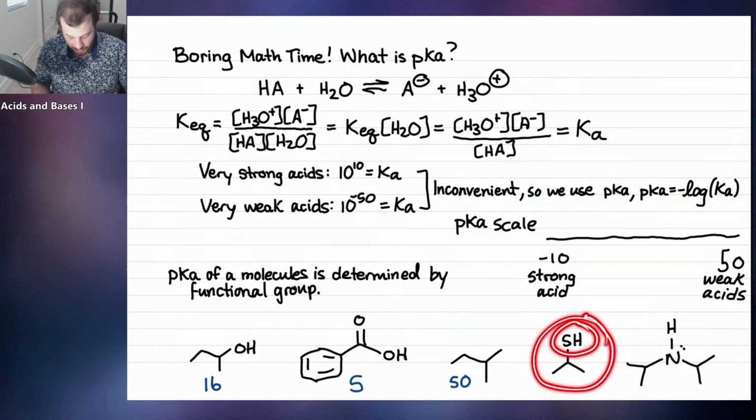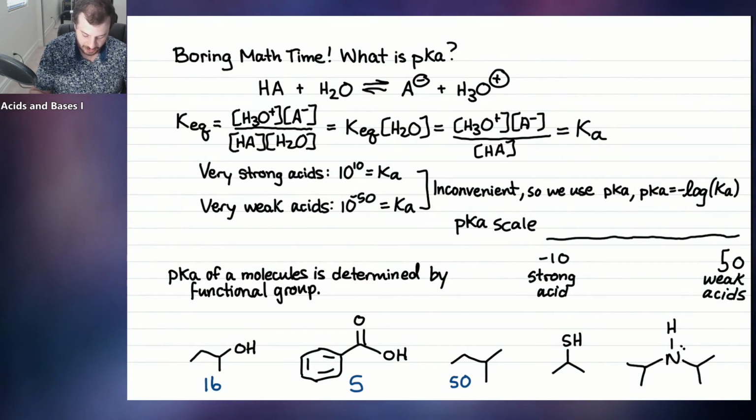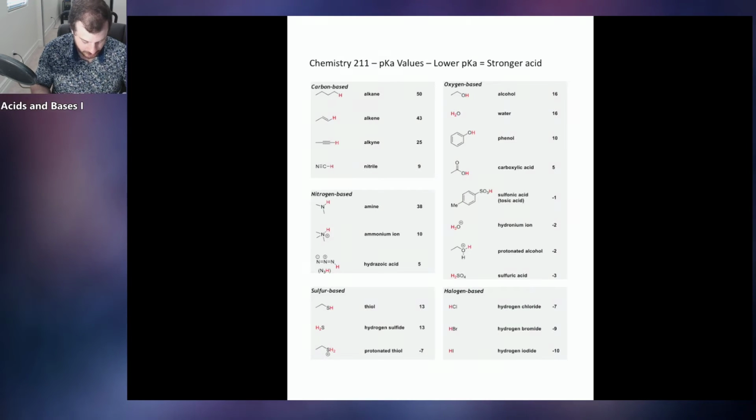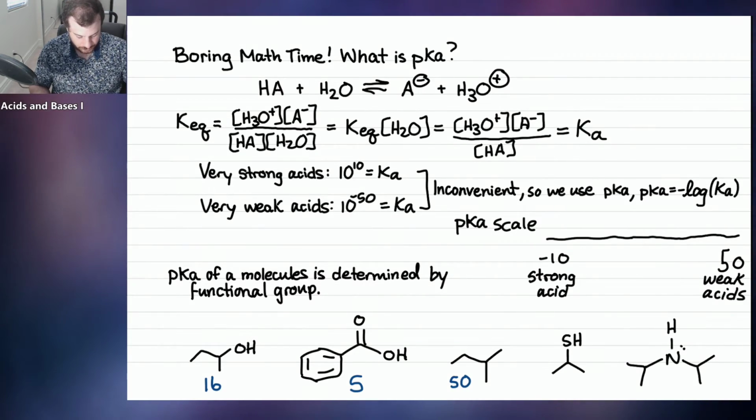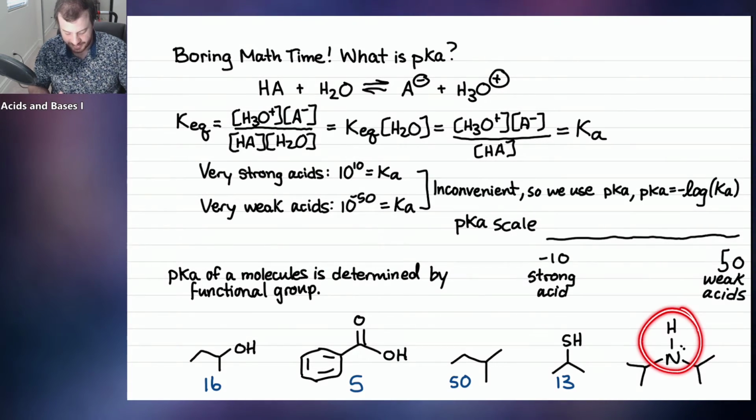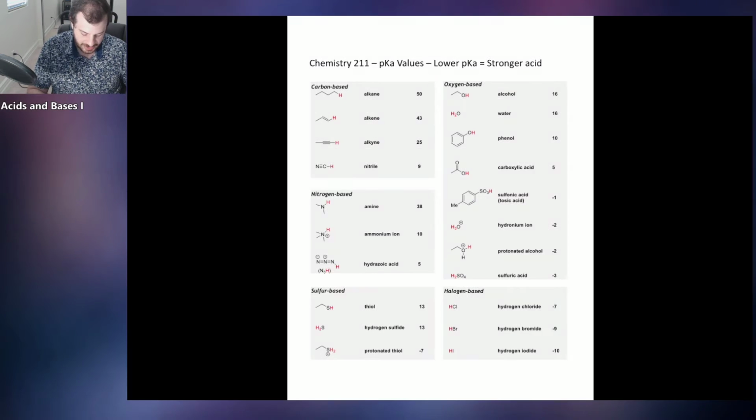All right, what functional group do we have here? Do you remember what this is called, the SH group? It's the thiol. We look at our pKa table. I'll look under sulfur base. Notice that I organized it by atom. And there's thiol with pKa of 13. And what functional group is this? This is the amine. So we look at our pKa table under amine. That is pKa of 38.